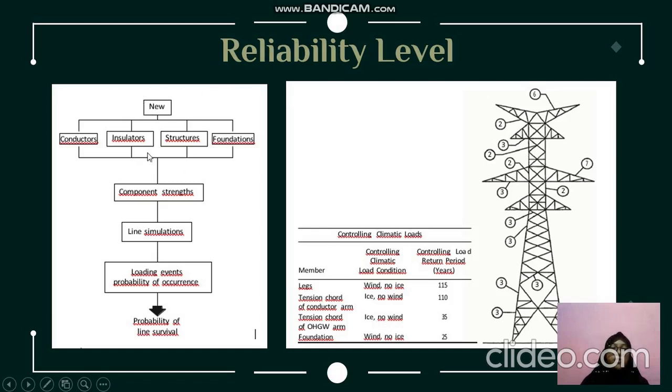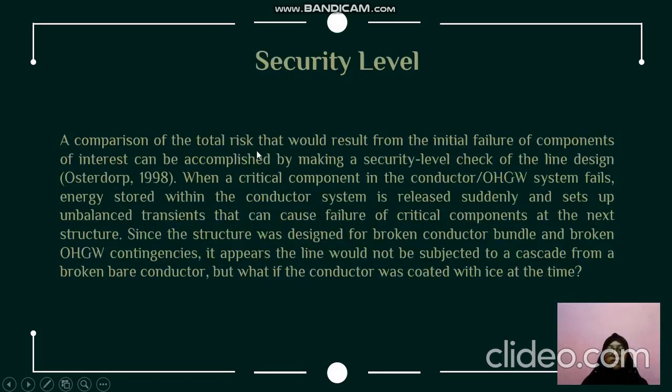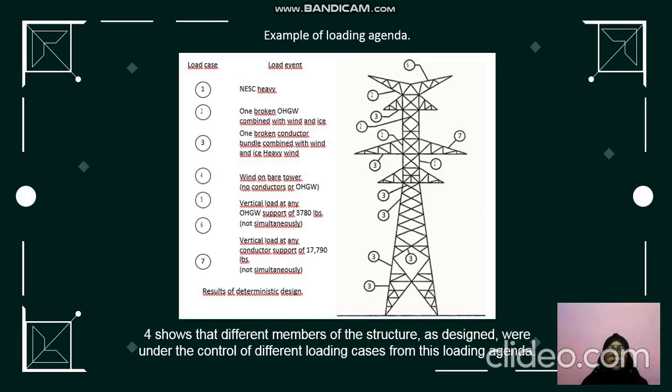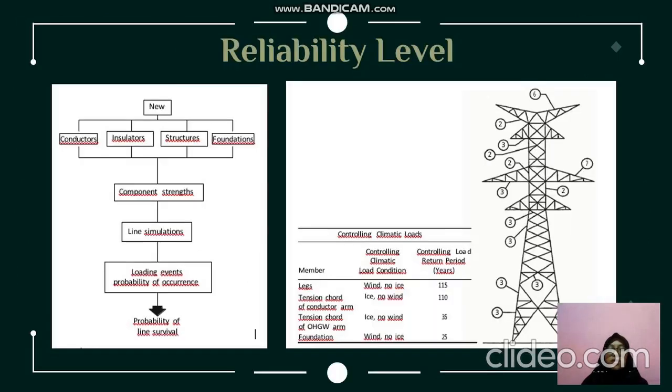Okay, the next is the reliability level. This is the diagram block, and then under it are conductors, insulator, structure, foundation, and the components range to line simulation, to loading events, probability of occurrence, and then next is probability of line survival. This is the result of the deterministic design. This is the controlling climatic loads.